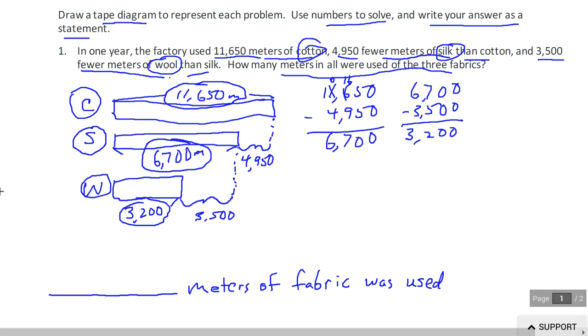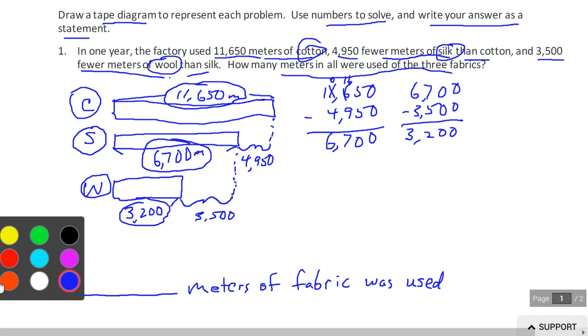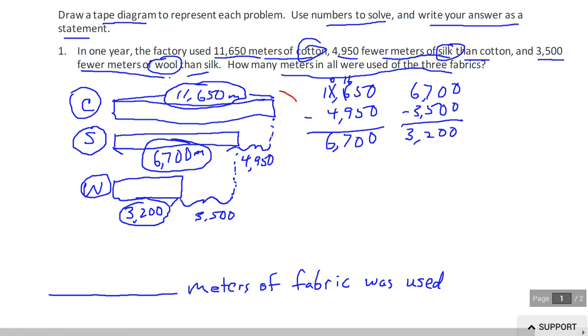That's all it was asking. What was it asking us? Well, how much of all of them are used? So how do I show that? I'm going to change colors just so you can see that. That is all of these together. Oh, that did not come out very well. Let's clean that up. All right, let's try that again. All three of those. So we want all three of those added up together. That's going to be our answer.